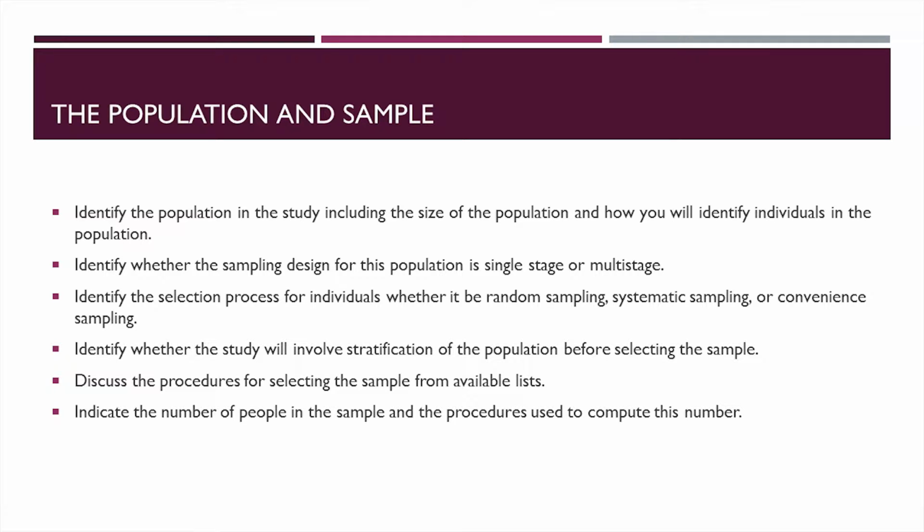In a survey design, you will need to explicitly identify the population of the study, including the size and how you chose those individuals to be a part of the study. This could be a single-stage sample or a multi-stage sample. Either way, you want to be clear and upfront about this. Did you select these participants randomly, systematically, or were they a convenience sample? You will also want to include whether or not the survey design involves stratification of the population before you selected the sample. Make sure you indicate how many people are in the sample. This helps the reader to establish the validity and the credibility of your study.